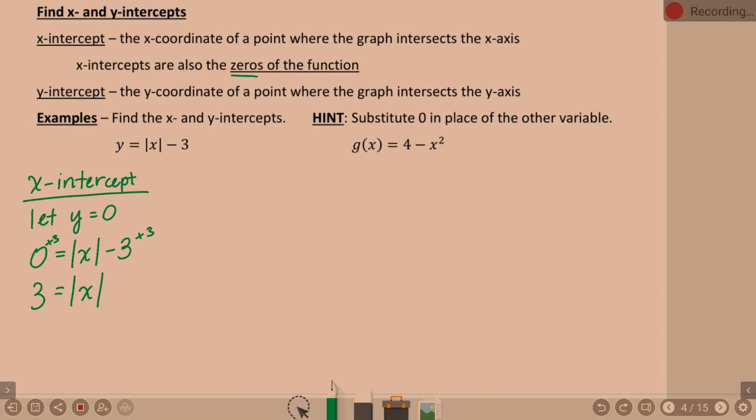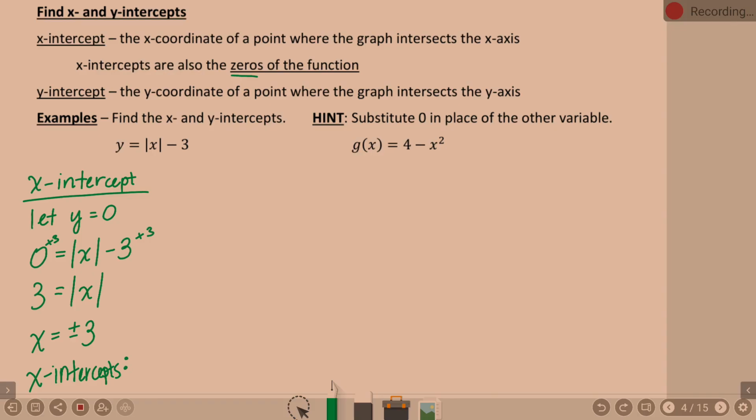Okay. And if you remember, absolute value is the distance from 0. Okay, that's our official definition. How far is negative 3 from 0? It's also 3 away. So this is one of those unique things where x could be positive 3 or negative 3. So you'll see I just wrote x equals plus or minus 3. And what I have written out in my notes, my x-intercepts are 3 and negative 3.